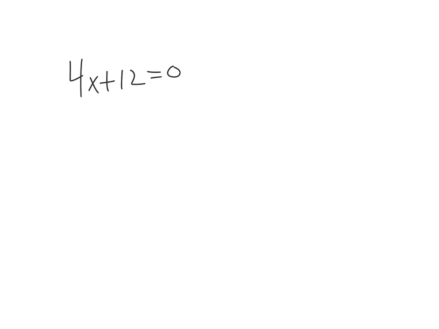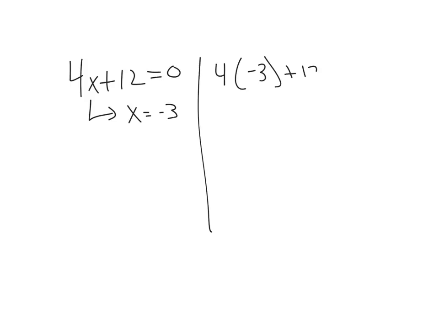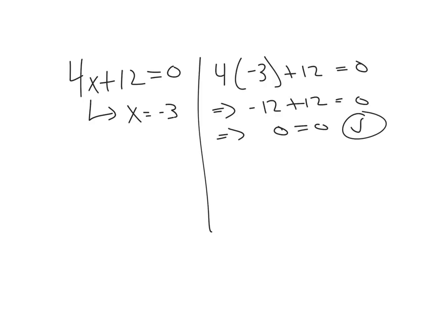Most of the time when we're looking at these equations, we're going to look for what x value makes this true. What I mean is here, if we have x equals negative 3, we're going to have a true statement. If I plug in negative 3 for x, we get a true statement. We can see this because negative 12 plus 12 is actually equal to 0. Set equal to 0 is true.